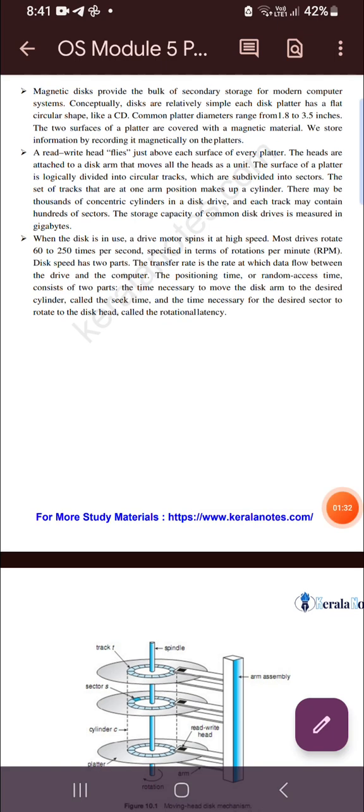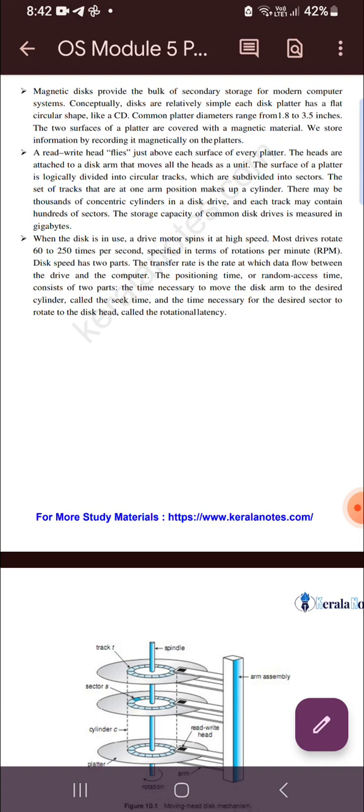So, the common platter diameter ranges from 1.8 to 3.5 inches. The two surfaces of the platter are covered with a magnetic material. That is, the platter is covered with magnetic material.